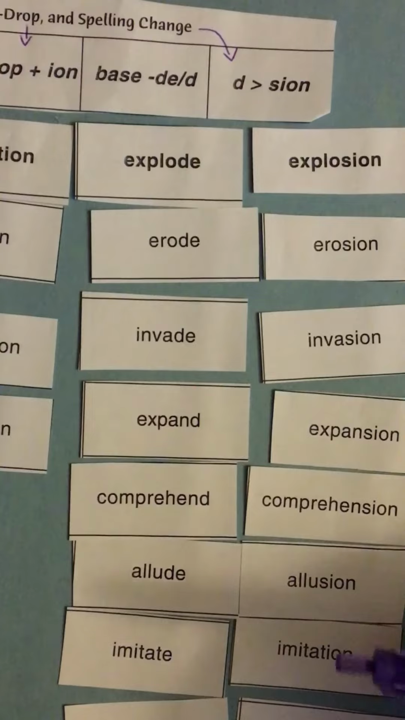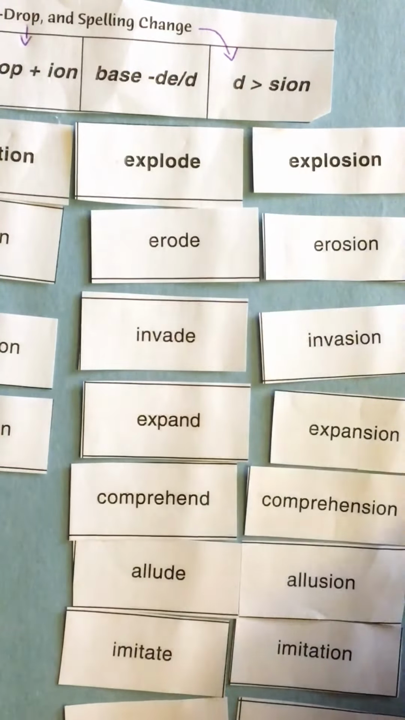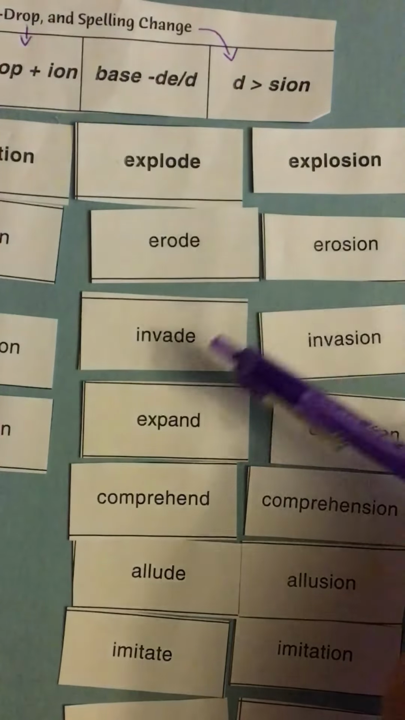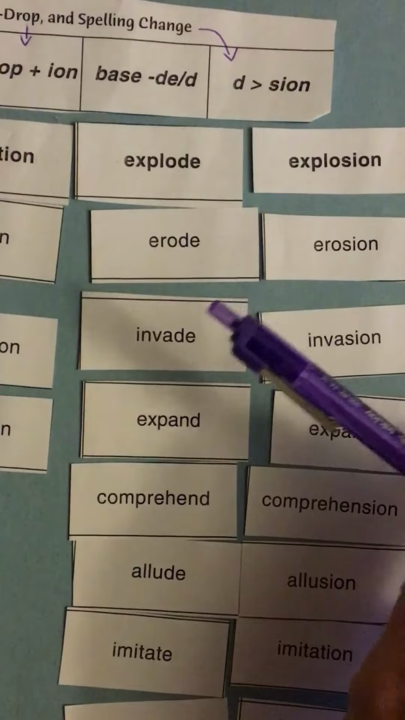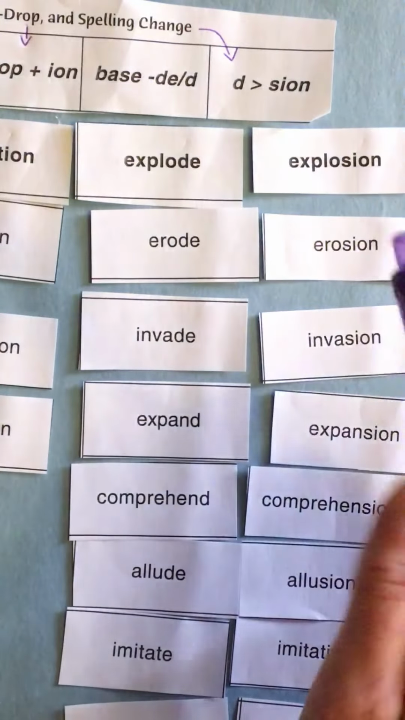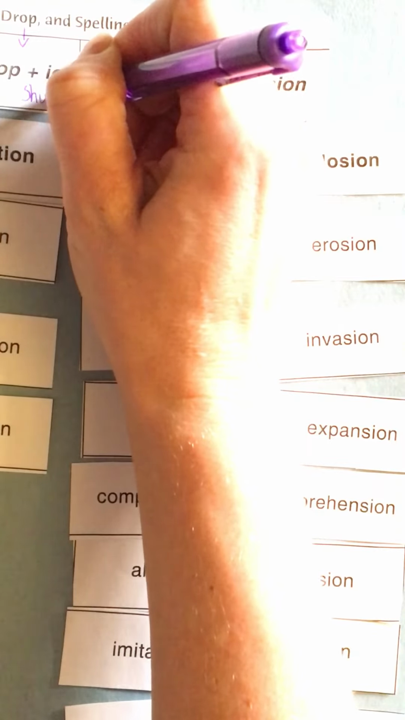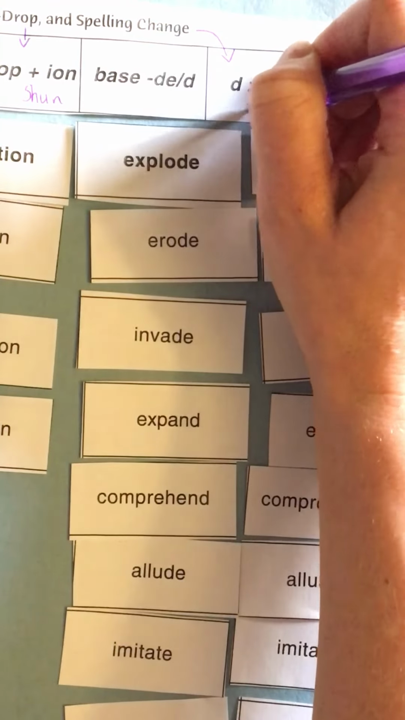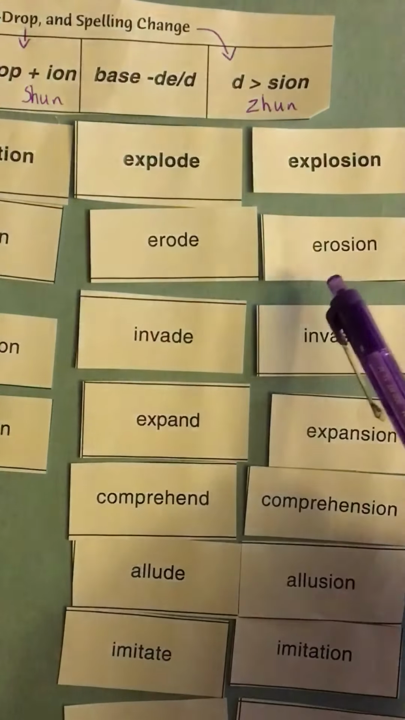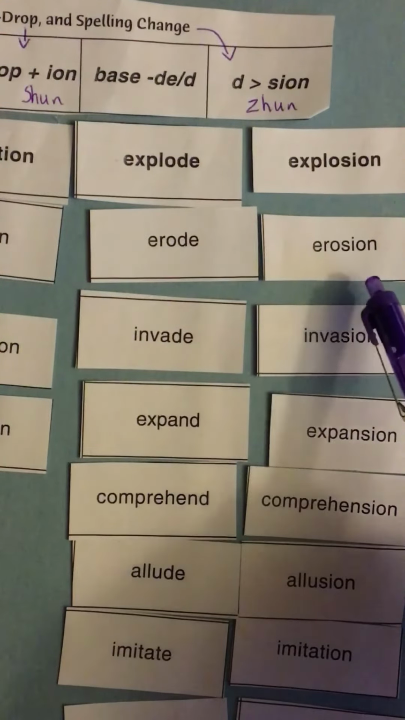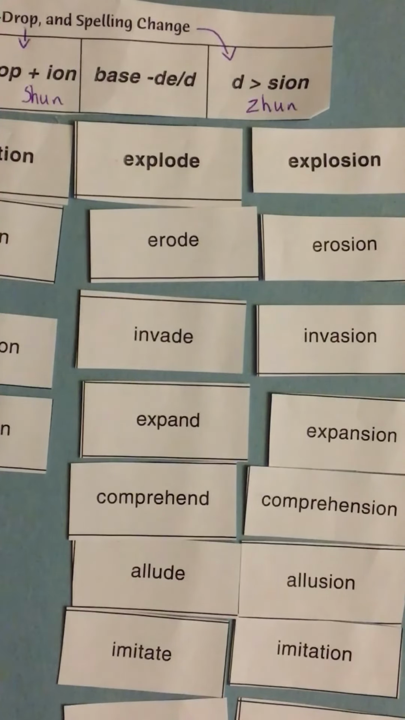Make sure you're noticing if any of the words' vowel sounds might change when you add the ending onto them. So watch out for any changes like that. And you might be interested to know, if you listen really carefully, this one really makes more of a shun sound, and this one's more like a sound with a Z, zhun sound. Erosion, invasion. If you listen very carefully, you might be able to hear that.